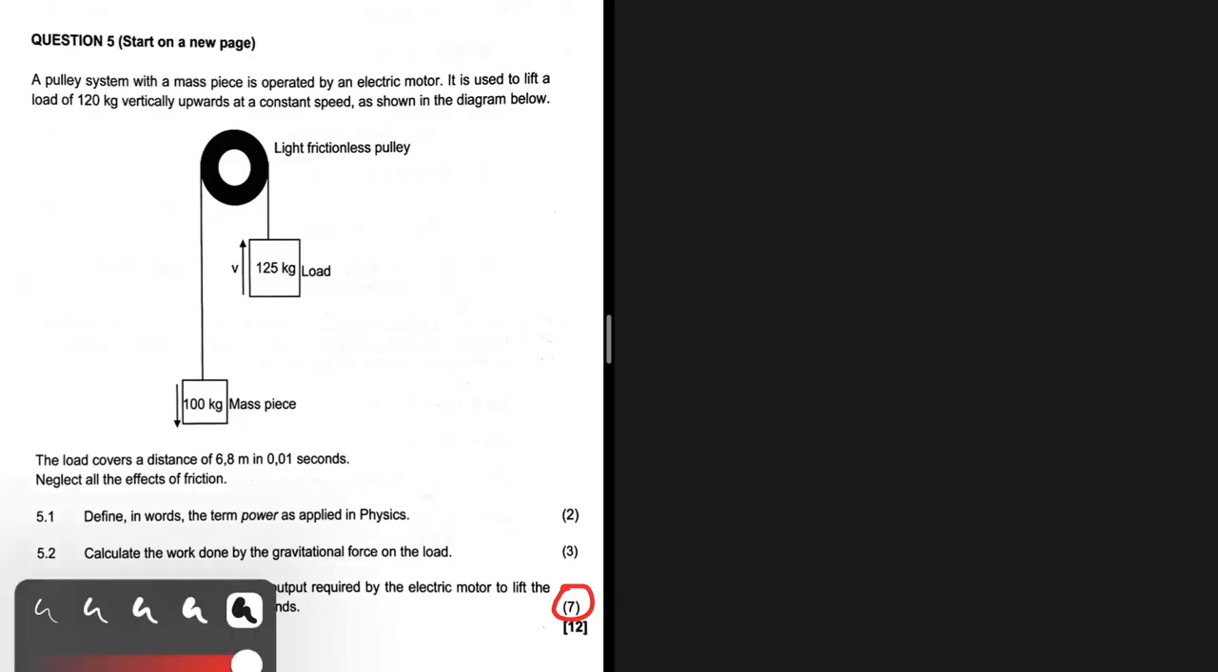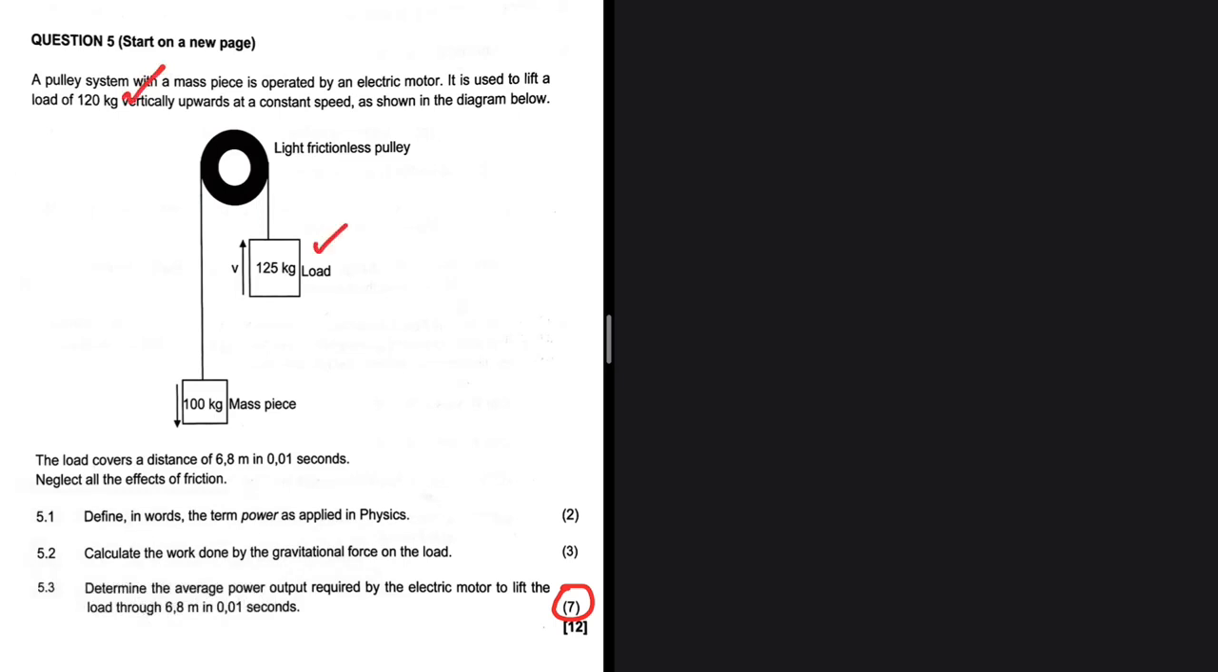The load is said to be 120 kgs, and on the diagram, it is 125 kgs. Do you see what I'm talking about? Okay, cool. Vertically upwards at a constant speed, as shown in the diagram below. So they're moving at a constant speed. The load covers a distance of 6.8 meters in 0.01 seconds. Neglect all effects of friction.